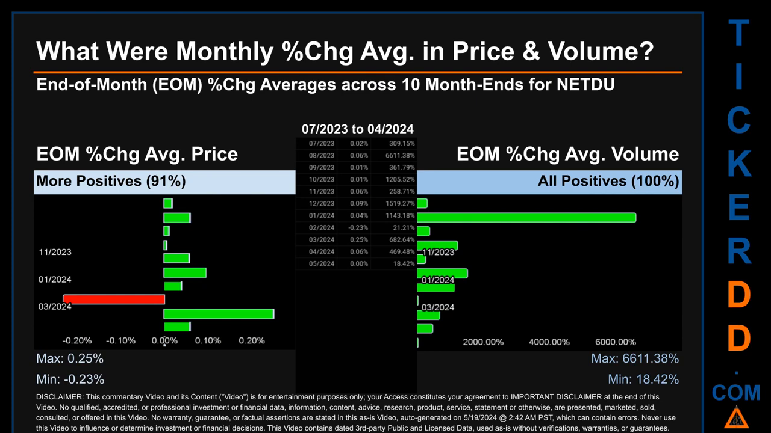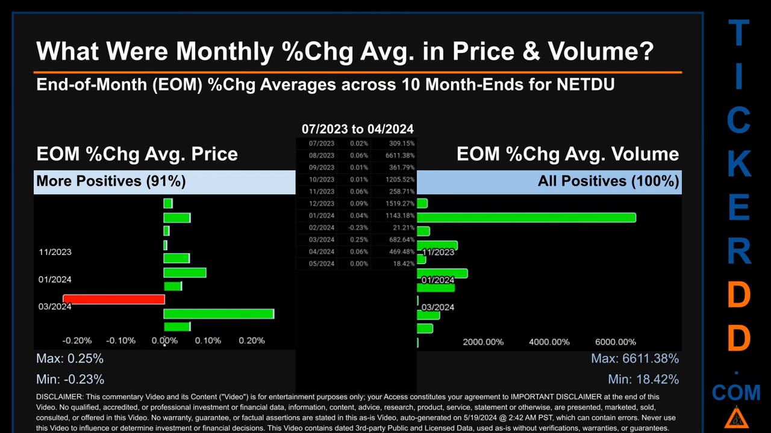From 2023 to 2024, 10 out of 10 month ends had a positive percentage change in average price. That is, 91% of month ends saw a positive percentage change in average price. In terms of volume, 11 out of 10 month ends had a positive percentage change. That is, 100% of month ends saw a positive percentage change in average volume.